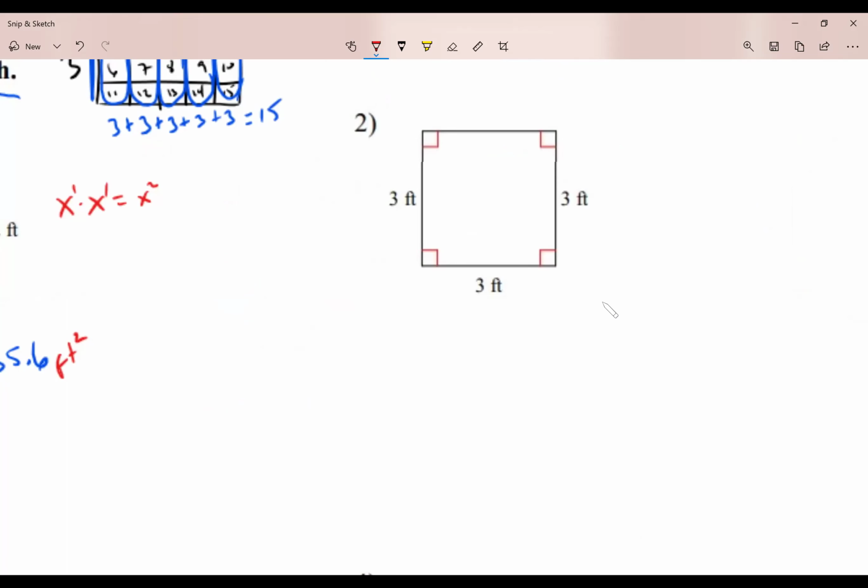I'm going to pick a corner. It doesn't matter which one. In this case, I'm going to pick this corner again. It's made by the measurements 3 and 3. So I'm just going to go 3 times 3, which gives me 9. Okay, so pick a 90-degree corner. With rectangles, you've got choices, and you're going to multiply the two numbers that meet at that corner.